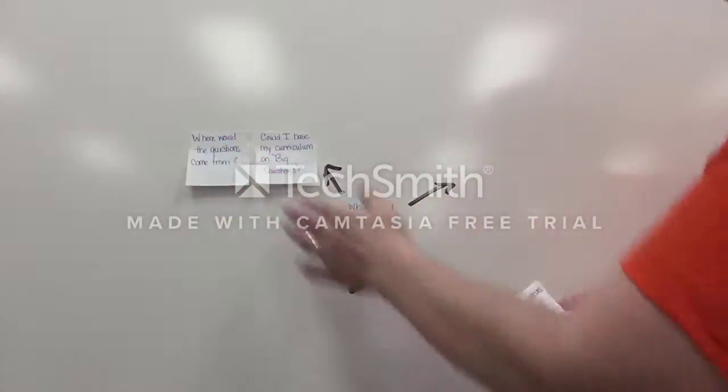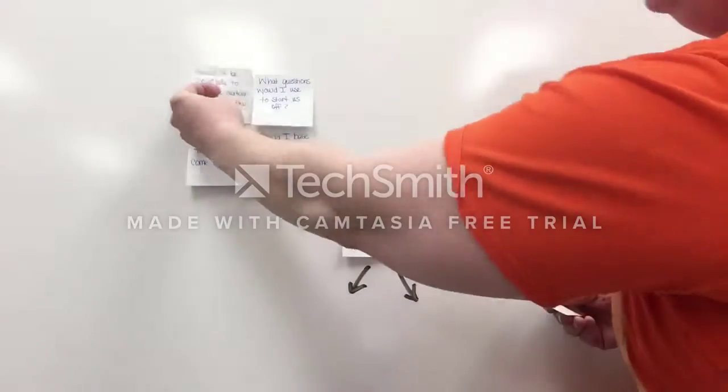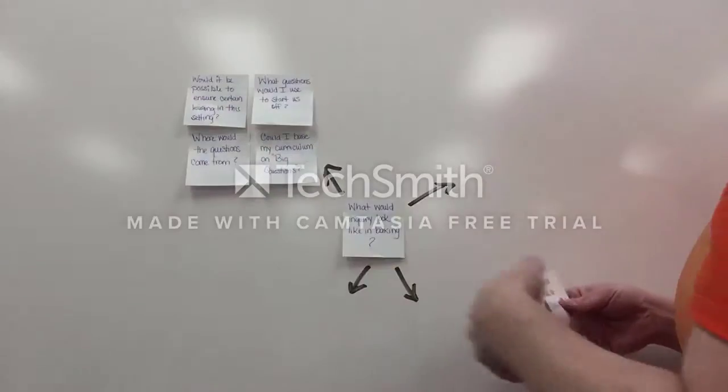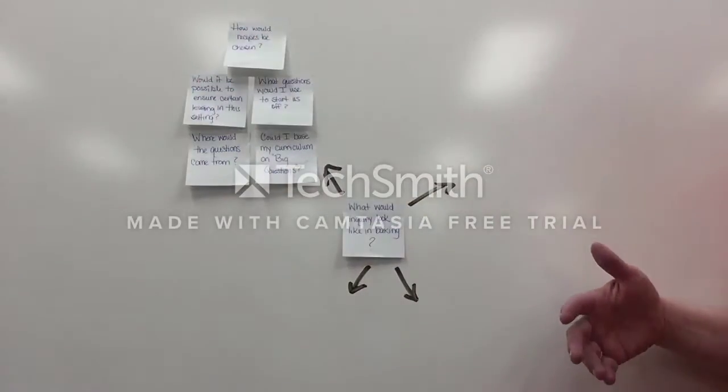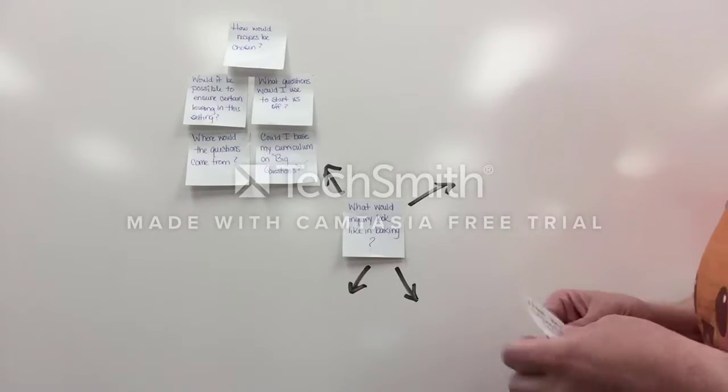So this is my brainstorming with my questions. You see my main question in the center there. What would inquiry look like in baking? And then the first time I organized the questions, I put them in categories by similarity.